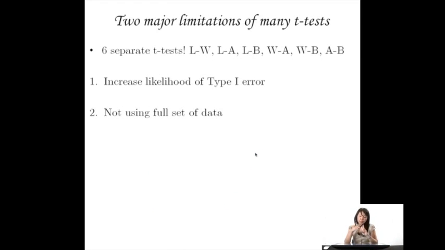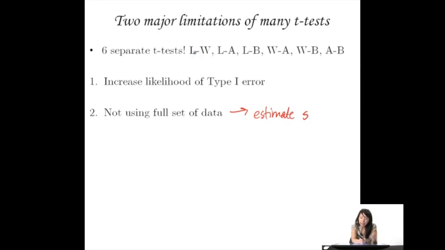So you should know there are 2 major limitations of having many, many tiny, tiny little T-tests. If you have 6 separate T-tests, one is the increased likelihood of type 1 error, and that's bad, right? We don't want a false alarm. But there's a second problem. You're not using the full set of data in order to estimate S. Remember how before we talked about how S is an estimate of the population standard deviation? Well, it would be nice if we had a good estimate of the population standard deviation. And you know when you have a better estimate of the population standard deviation? When you've got more data, right?